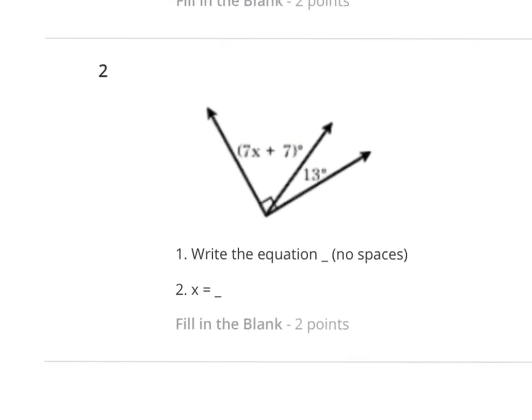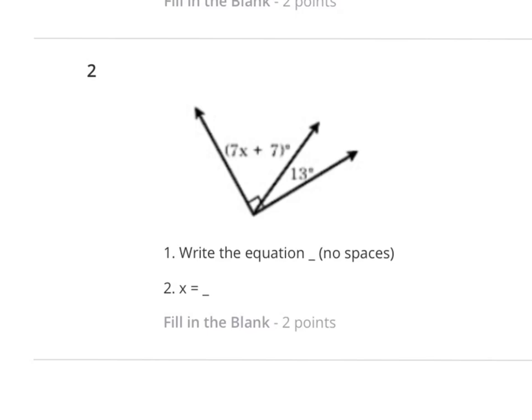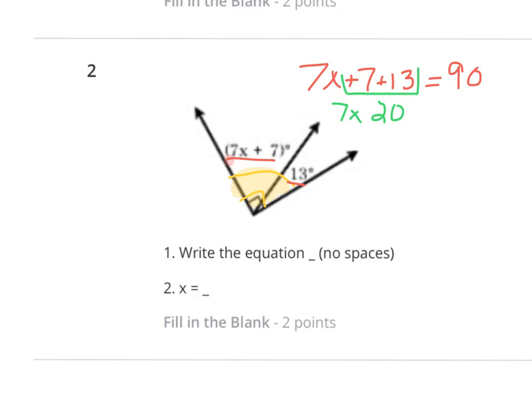Okay, so let's look at this one. I'm looking at this angle, and I'm seeing this angle and this angle, and there's a 90-degree symbol right there, and they form not a half circle or a semicircle, they're a 90-degree angle, so they're complementary, and that means this angle and this angle are going to add up to equal 90 degrees. So 7x plus 7 plus 13 adds up to equal 90 degrees. In this case, I like to combine these first, which would give me 20. So 7x plus 20 equals 90.